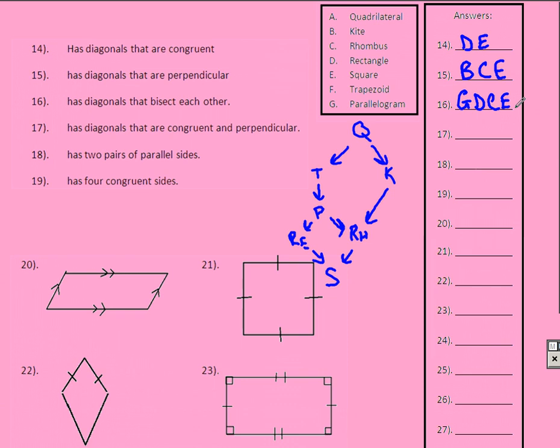Number 17, diagonals are both congruent and perpendicular. Congruent happens at rectangle, perpendicular happens at kite. What thing is both a rectangle and a kite? Well, that's only the square. That's the only thing that could possibly happen, so E.